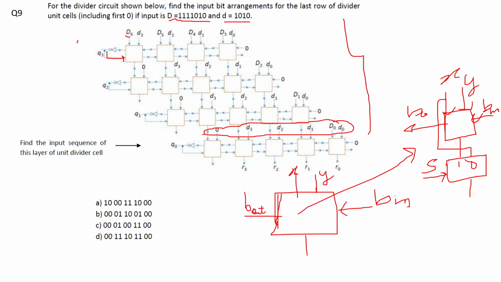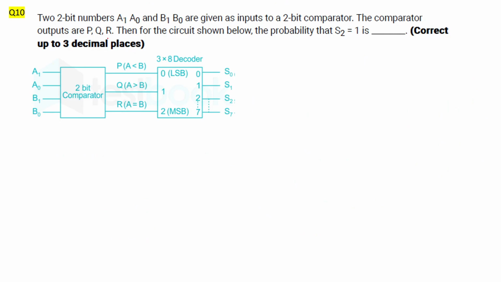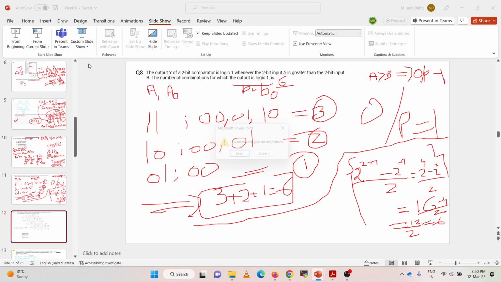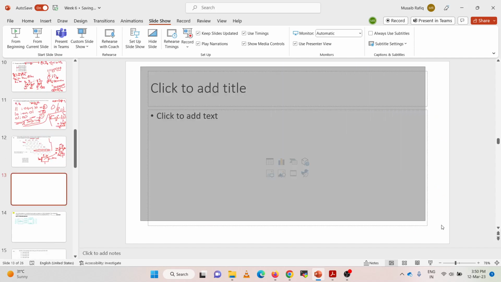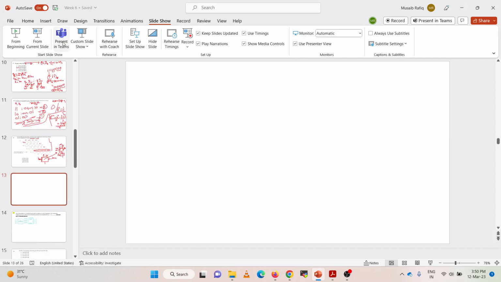Here are my dividend bits: D6, D5, D4, D3, D2, D1, D0, and here are my divisor bits: D0, D1, D2, D3. So we'll move forward and solve this. First let me write D here. I'll introduce a new slide first because it will take up a lot of space.